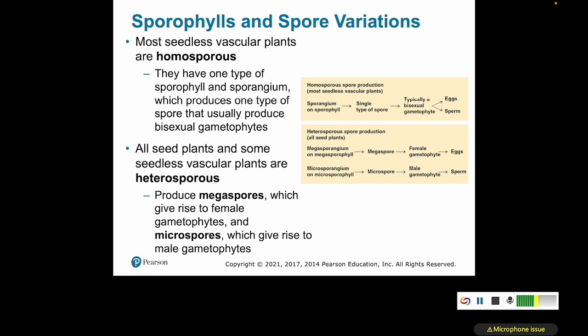All seed plants and some seedless vascular plants are heterosporous. They will produce megaspores and microspores. So megasporangium are produced on megasporophyll, produce megaspores, which produce a female gametophyte that produces eggs. Microsporangium on microsporophyll give rise to microspores, which produce male gametophytes that produce sperm. So this is homosporous. These are heterosporous. Homospores produce eggs and sperm. Heterospores produce either megaspores that make eggs or microspores that make sperm.